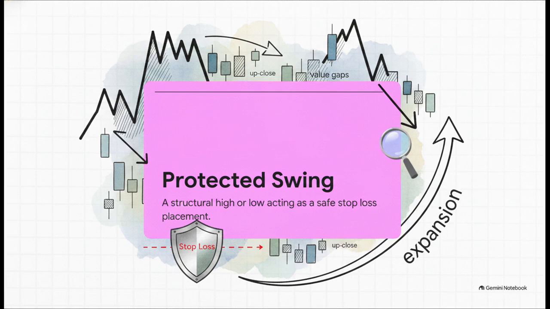What exactly is a protected swing? Well, it's a structural high or low that forms when price reaches into a fair value gap and then confidently closes through a series of opposing candles. Like, imagine price tapping a fair value gap and then closing through a series of up-close candles. That creates a structural barrier, and that barrier is your safe haven. It's a highly reliable spot for your stop loss because, structurally speaking, price has zero business returning there if the expansion is the real deal.